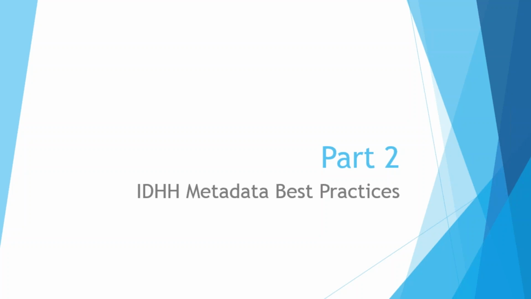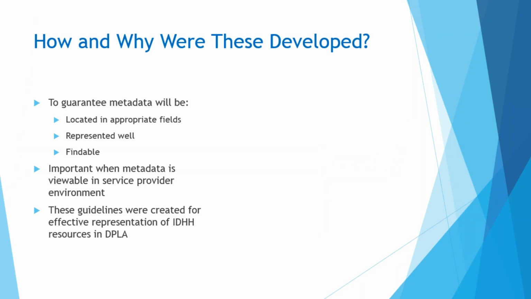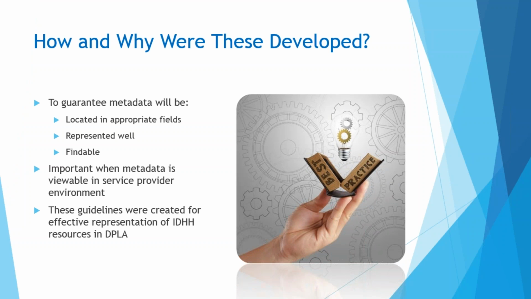All right, so part 2, we're going to talk about the Illinois Digital Heritage Hub best practices in particular and how those relate to DPLA. Again, these are all based off of the DPLA metadata application profile and the information that we are giving to DPLA from our contributors. So how and why were these developed?